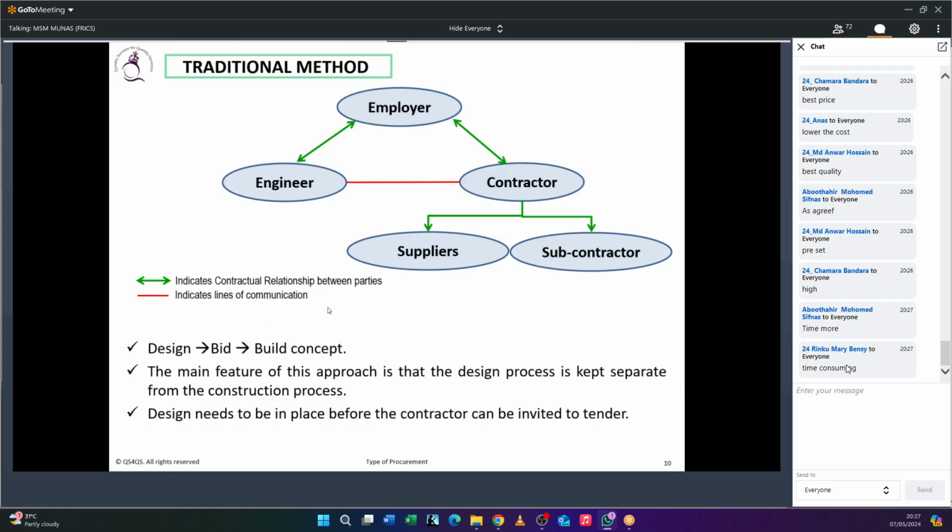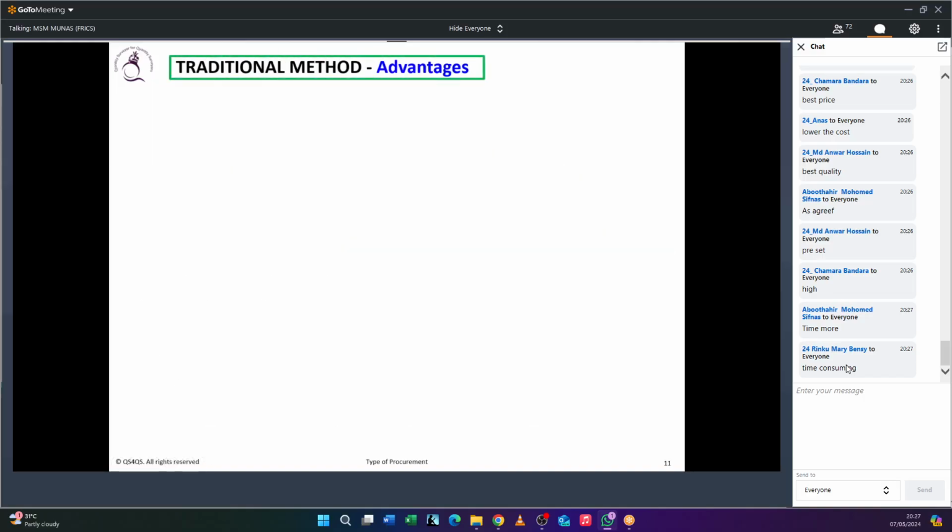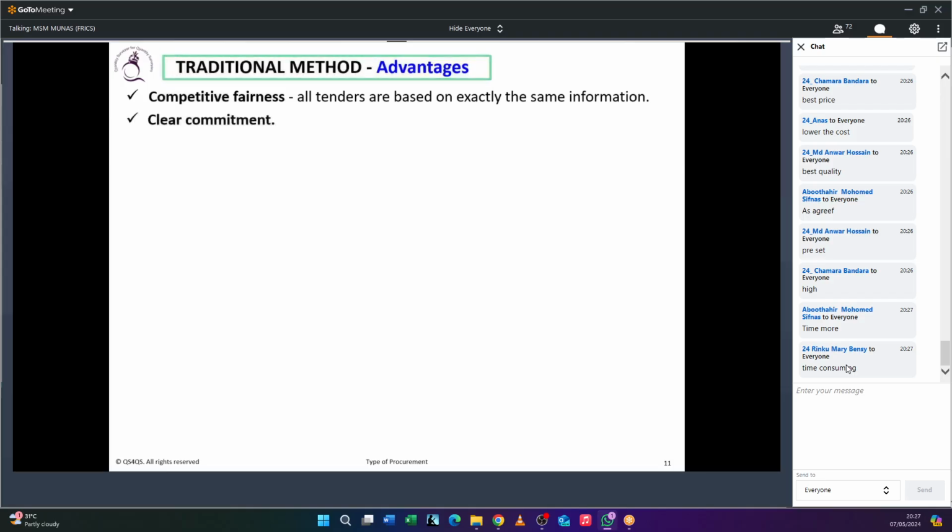Okay, so let us understand. What are the advantages and disadvantages? So now the advantage is you can bring in a competitive tender between contractors because you are done with the design. Since you are done with the design, the commitments of the parties are very clear: what the contractor must do and what the employer must pay. So those commitments are very clear.